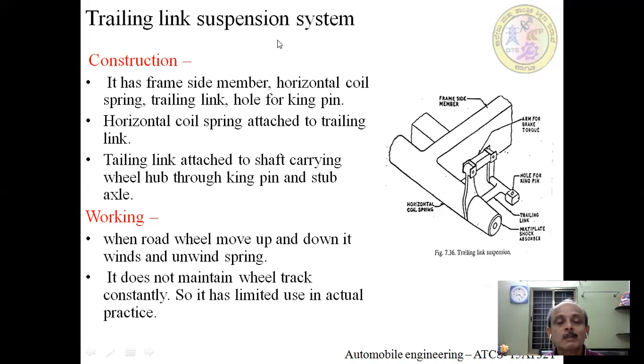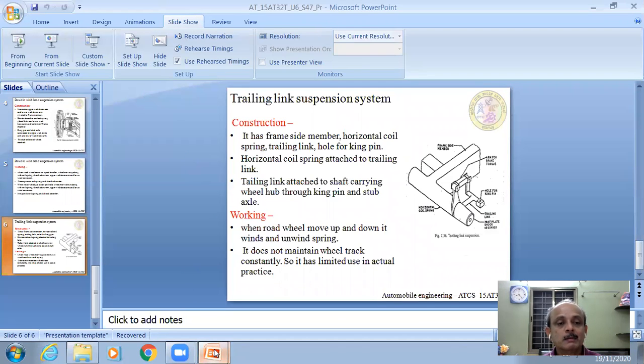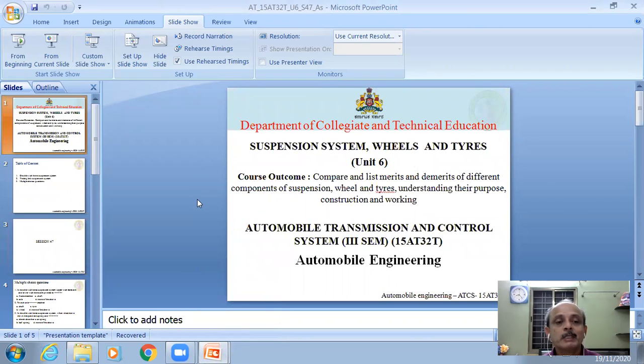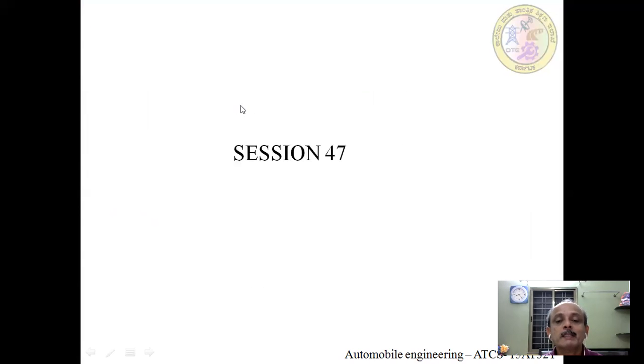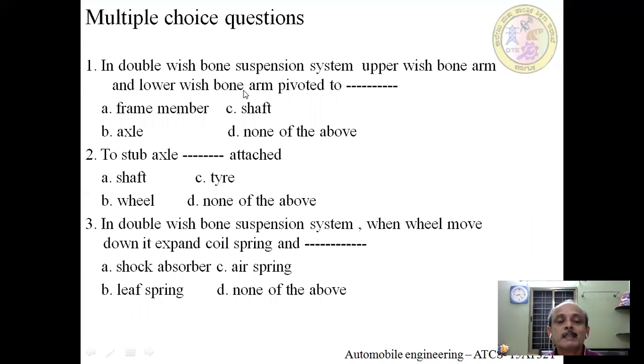So now we'll see multiple choice questions related to the double wishbone and trailing link suspension systems. We have already studied both.